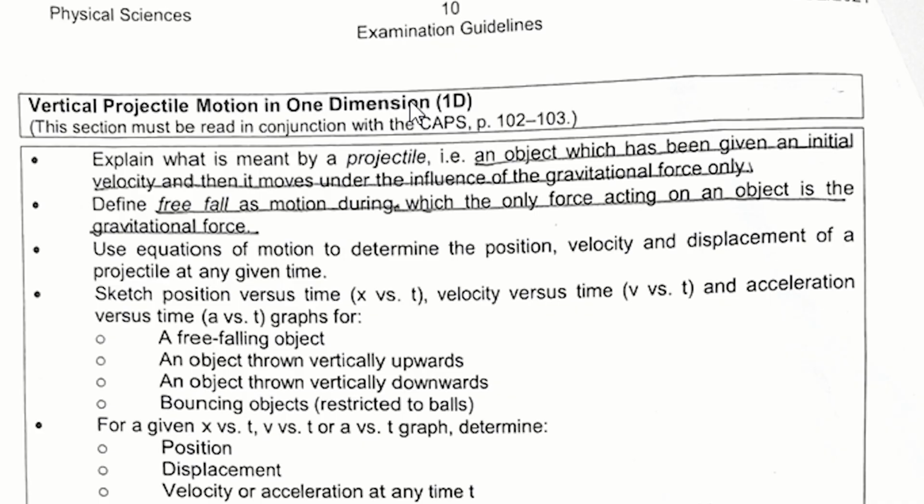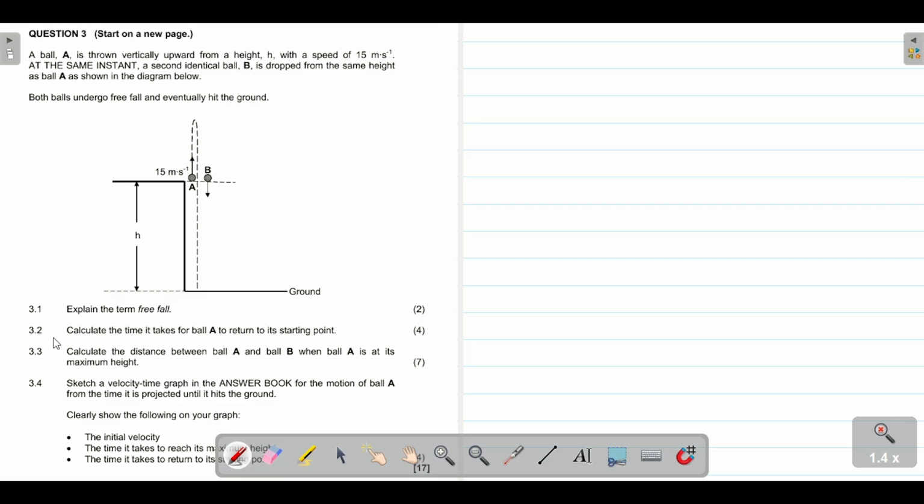Let's go to 3.2. In 3.2, they ask us to calculate the time it takes for ball A to return to its starting point. So ball A is thrown upwards, it comes to rest at the top, and then it drops. So they want to know the time when it comes back to the starting position. That means delta x is 0, and our time is what we're looking for.